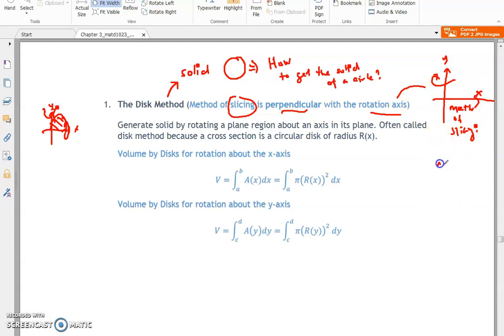But if your rotation axis is on the x-axis, here x is horizontal and y is vertical, so your method of slicing should lie on the vertical one. So it will be a vertical slicing. If your rotation is about the y-axis, then we are going to use horizontal slicing.